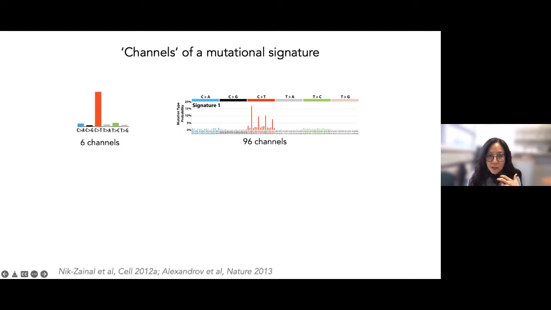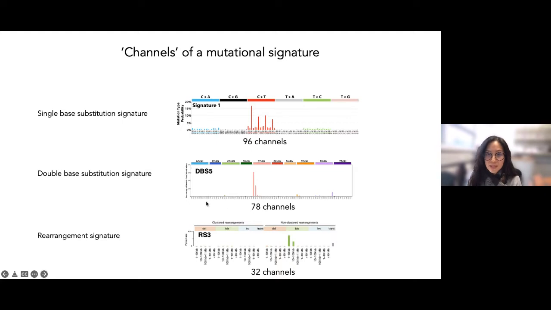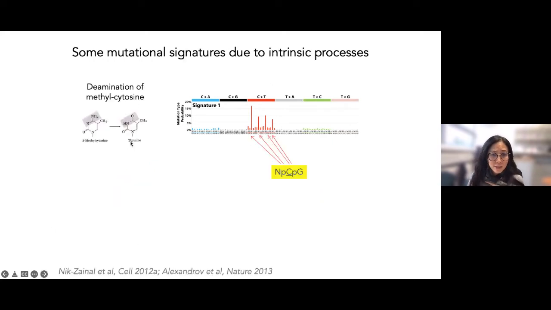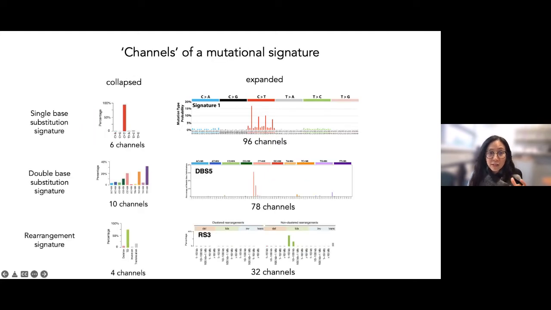Now, my slides are having a little bit of a life of their own. Now, I've told you about substitutions, but there are other classes of signatures as well, because there are other mutation types. So we have double substitutions, which have 78 channels. There are rearrangement signatures, which have 32 channels. A channel simply means the number of ways that you can characterize things. And unhelpfully, in the academic community, you might find that people will change the number of channels. Sometimes, if they don't have enough data to spread across the 96 or the 78 or the 32 channels, they might use something a little bit simpler. It's the same information, it's just been added together, collapsed down into fewer channels in order to increase power. So those are the channels of signatures.